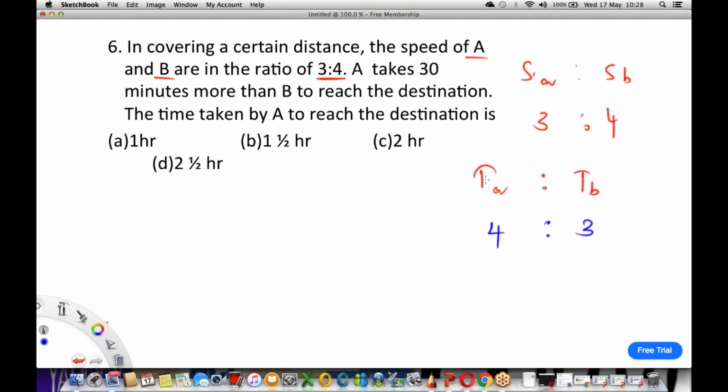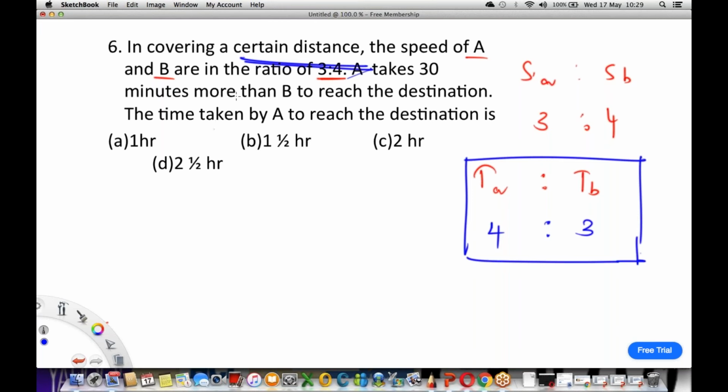This undoubtedly I can say, because speed and time will be inversely related, because he clearly mentioned to cover a certain distance. So now he mentioned that A takes 30 minutes more than B. A takes 30 minutes more than B. So what is the meaning of it? A takes 30 minutes more than B is telling that A will take some 30 minutes extra time than B, whatever the time B is going to take.